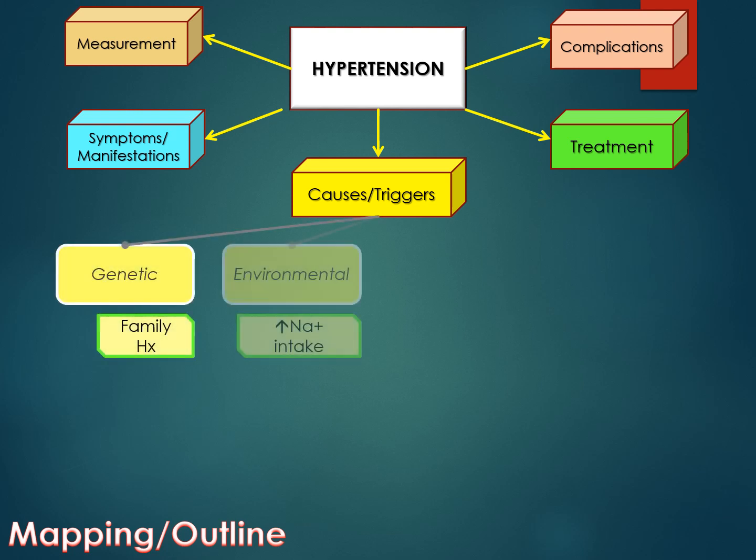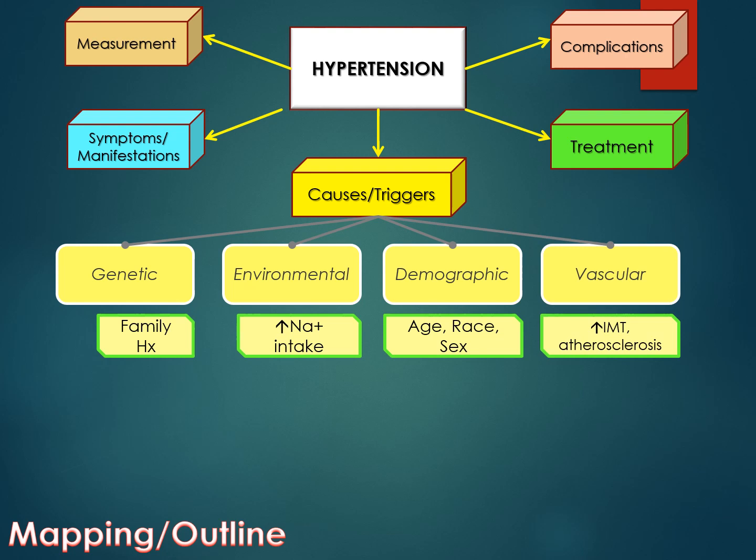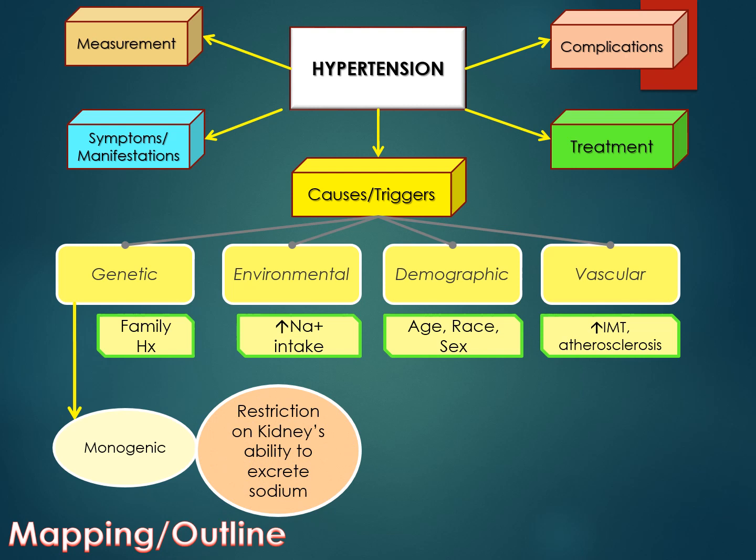But I decide I want to look at the causes of hypertension because I know that it is a multifactorial disorder involving interactions of genetic, environmental, demographic, and vascular factors. So specifically, I want to look at the genetic causes of hypertension because I know the underlying cause of high blood pressure is uncertain in the majority of patients with this disorder. But certainly, where there is an identifiable cause, such as in monogenic hypertension, we know that it almost always involves a restriction on the kidney's ability to excrete sodium.